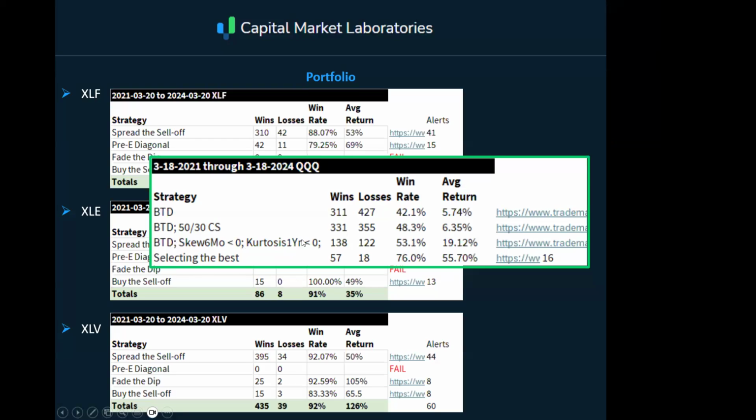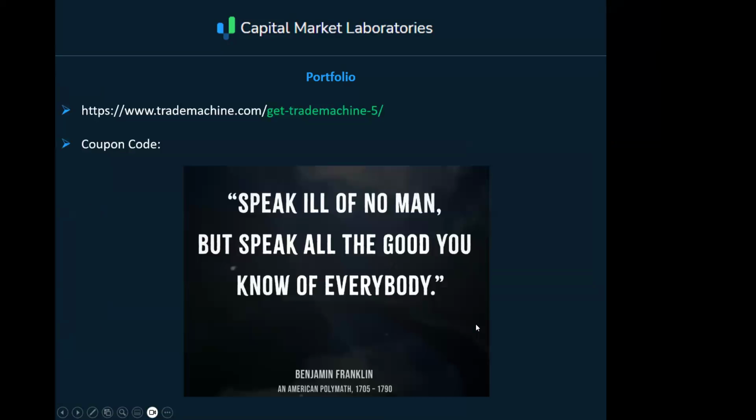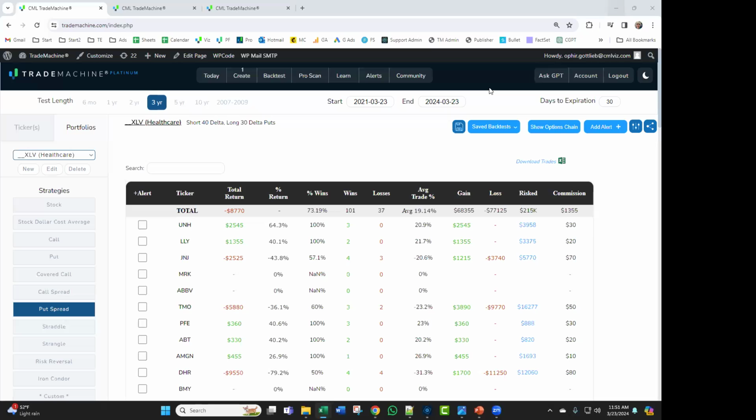I then added our AI, and look what happened. The win rate went from 42% to 53%. The average return went from 5% to 19%. And I added 16 alerts. Let me show you what I did. It's a construct. This is how you can use TradeMachine to start constructing your own thoughts.